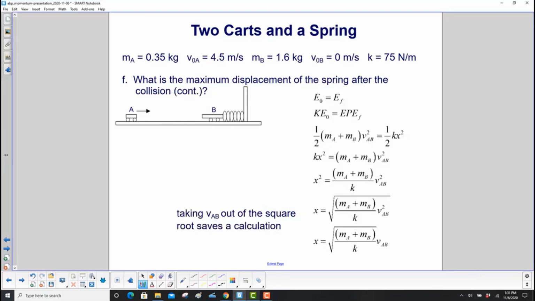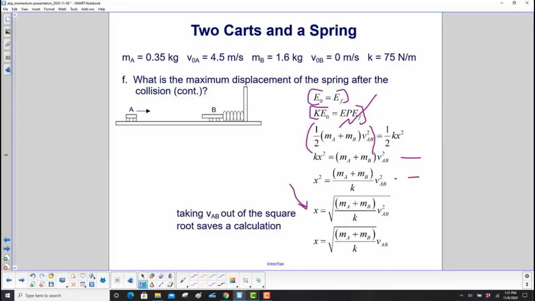Now we go to conservation of energy. E initial is E final. All we have is kinetic energy in the beginning, and all we have is elastic potential energy at the end. We put in our kinetic energy formula, being sure to include both masses, right, because they're stuck together, equals 1/2 k x squared. x is what we're trying to find. That's the maximum displacement. So we switch sides, multiply both sides by 2, divide through by k, and then take the square root over here.